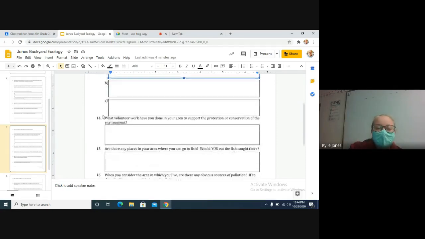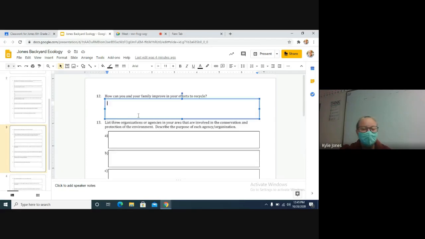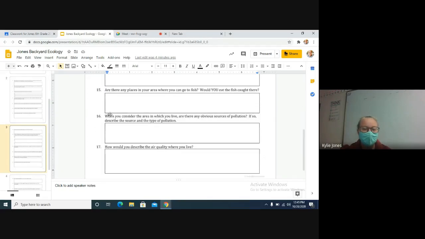Number 14, what volunteer work have you done, if any, to support the area and protect and conserve the environment? So maybe the only thing that you do is recycle at home. Maybe that's what you put. Or maybe you volunteer to clean up the creek every once in a while. Things like that. If you do any volunteer work, let me know. If not, then say you don't, okay? And maybe tell me what you could do.